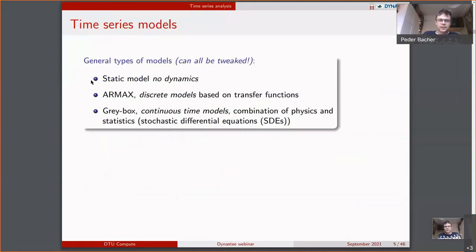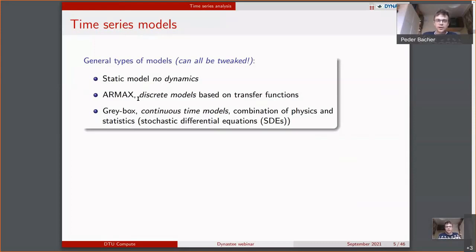So, when we talk about time series analysis, let's try to generalize models into 3 different categories or types of models. This is a kind of simplification, but just to get an overview. So the first type of model is what we would call a static model. So it would not include a description of the dynamics of the system.